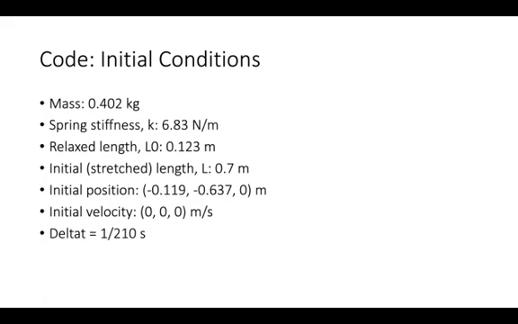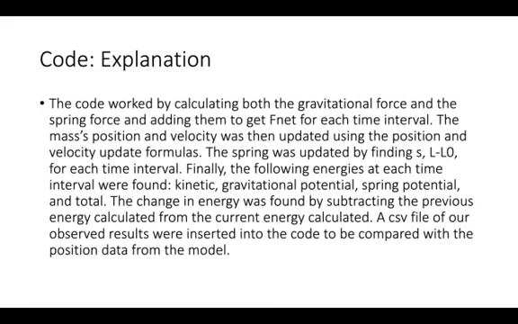Our initial conditions for our code: the mass was 0.402 kilograms, the spring stiffness 6.83 newtons per meter, the relaxed length L naught 0.123 meters, and the initial stretch length L 0.7 meters. The initial position was <-0.119, -0.637, 0> meters. The initial velocity was 0 and delta t equals 1/210 seconds.